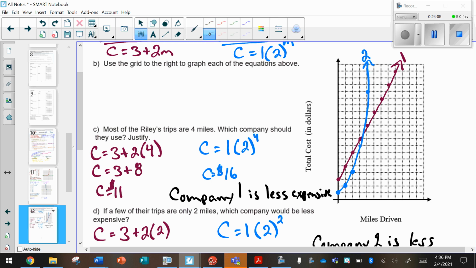So on our axes, here's 1 mile, 2 miles, 3 miles, 4 miles, 5 miles. Somewhere in between the 3rd and 4th mile, company 2 becomes more expensive than company 1. Company 1 is more expensive for a short trip of 1 mile, 2 miles, or 3 miles. For those trips, company number 2 is less expensive. But as soon as we get to 4 miles or higher, now company 1 is less expensive, and in company 2, the price jumps quite a bit.